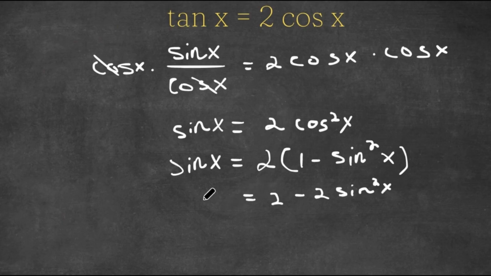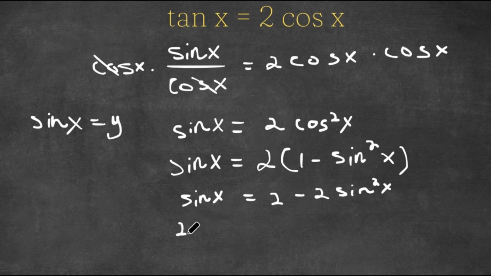This is equal to sine x. Now I'm going to let sine x equal the variable y. So now if I substitute that in, we get 2 times y squared plus y minus 2 is equal to 0.